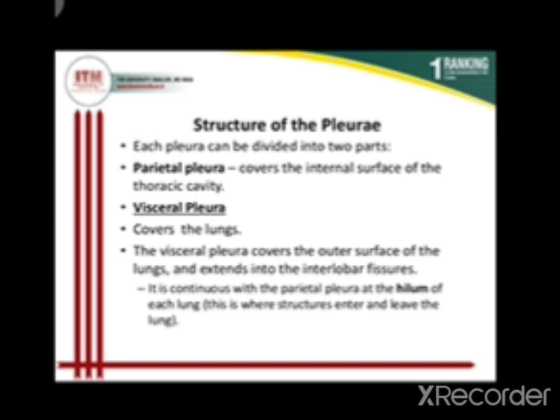The visceral pleura is continuous with the parietal pleura at the hilum, at the root of the lung, where various structures enter the lung, like the trachea, the primary bronchus and so on. This is where structures enter and leave the lung, that is the hilum. So visceral and parietal pleura are in continuation at the hilum of the lung.